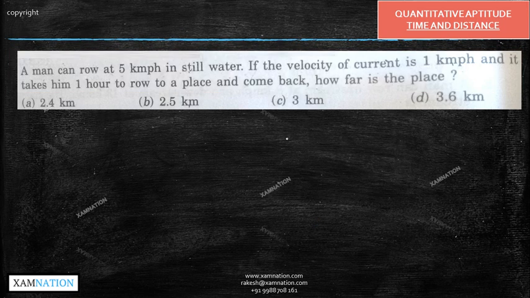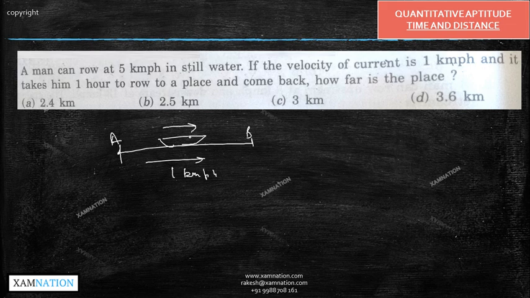So let's see the next question. A man can row at 5 km/h in still water. If the velocity of the current is 1 km/h and it takes him 1 hour to row to a place and come back. So this is a stream, which is 1 km/h, and this person is on the boat. First he is going from A to B downstream, and second he is coming from B to A upstream, right?